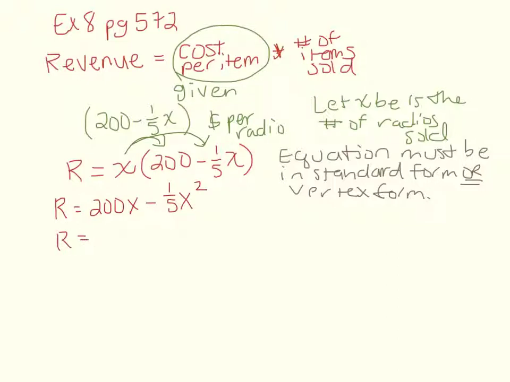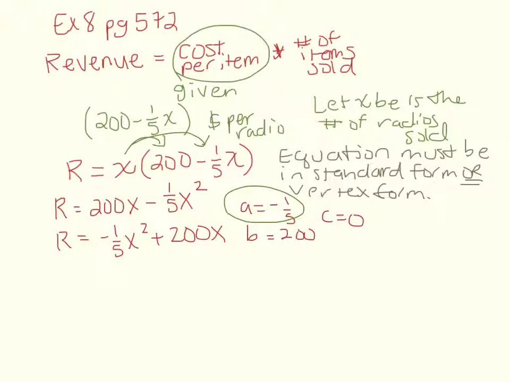By putting this in true standard form, descending from the quadratic term, I get R equals negative 1/5 x squared plus 200x. In this case, a equals negative 1/5, b equals 200, and c equals 0. The next thing that I'm going to do is find the vertex. I know from the value of a that my parabola is going to be wide and it's going to open down. What that tells me is I'm going to have a maximum point for my vertex. Okay, so now I just need to solve for the vertex.